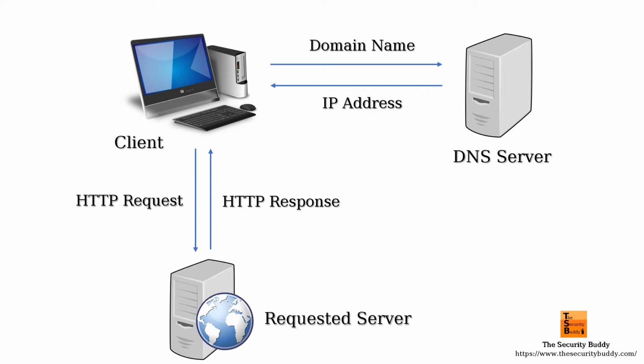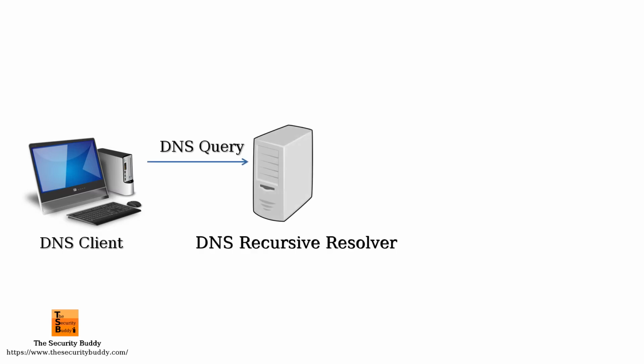But how does this domain name resolution process work? Let's try to understand that. When we type a URL in the address bar, the browser acts as a DNS client. The client sends a DNS query to a DNS recursor. A DNS recursor is a server that receives a DNS query from a client and makes additional requests to other servers to track down the DNS record. The DNS recursor responds to a DNS client with the requested DNS records.